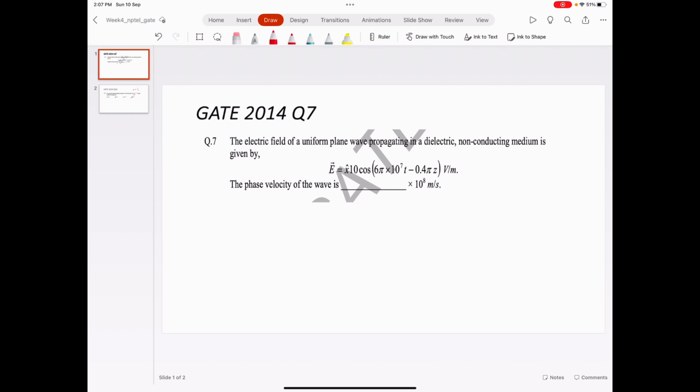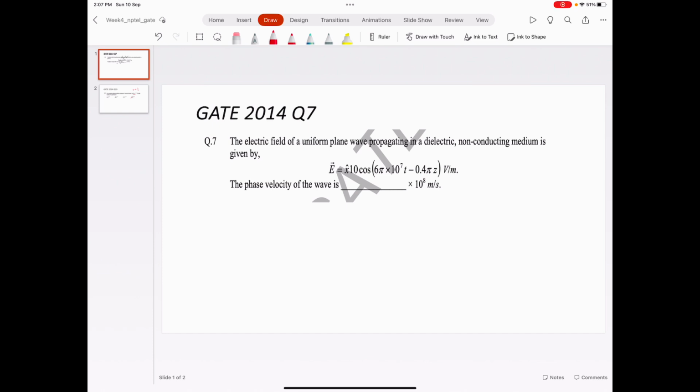So this is the question of GATE 2014, question number 7 in physics. It states that the electric field of a uniform plane wave propagating in a dielectric non-conducting medium is given by this expression: E is equal to 10 x cap cos(6 pi into 10 to the power 7 t minus 0.4 pi z), and the unit of the electric field is volts per meter. Now the phase velocity of the wave is to be found out, and it is given as blank into 10 to the power 8 meter per second. So we can see that it's a numerical answer type question.